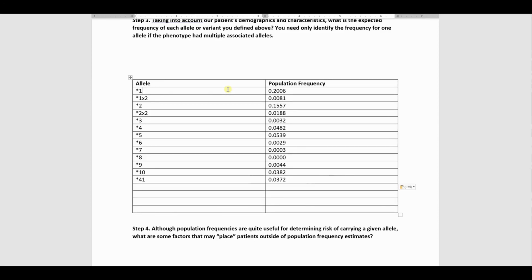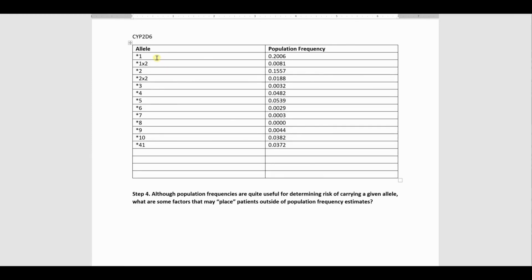So let's just double check, what does this actually mean? So for an African American patient, for CYP2D6, what you'll find is that the chance of someone having a star 1 allele is about 20%, right? Because this is a frequency, so just multiply that by 100. For an African American to have a duplication of the star 1 allele, you can see that's pretty low. That's only 0.8% of the population. For someone to have a star 2 allele, it's about 15%, and so on and so forth.